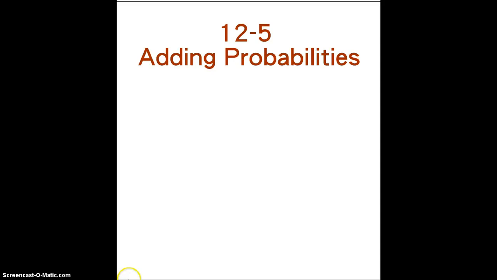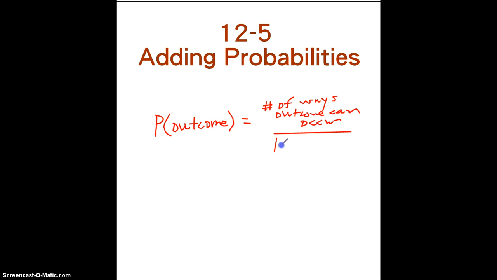Welcome to Section 5, Adding Probabilities. One thing I want to keep in mind, and I want to constantly reinforce this, is that when it comes to adding probabilities, multiplying probabilities, and ultimately finding any probability, the probability of an outcome is the number of ways that the outcome can occur on top, and on the bottom of the fraction, it's your total outcomes.